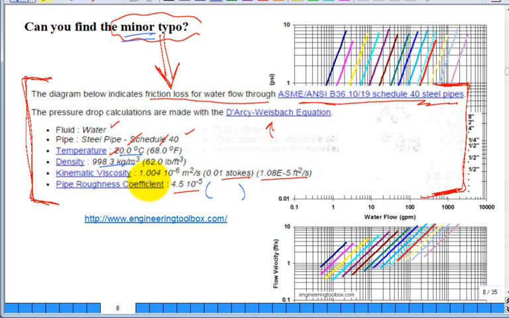Nothing? What about this line right there? Focus in on density. It's pound mass, yeah. But it's to 3 significant digits.